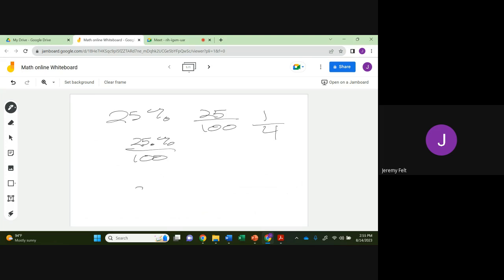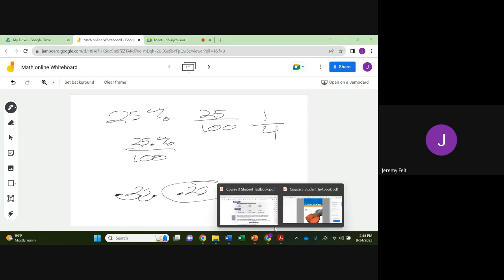So percent to decimal, all I've got to do is take this decimal and go 1, 2 places to the left. 25% as a decimal is just 0.25. Again, I could convert to 1/4, do 1 divided by 4, give me 0.25, or I can just move that decimal 2 places to the left. Same thing if I'm converting the other way.